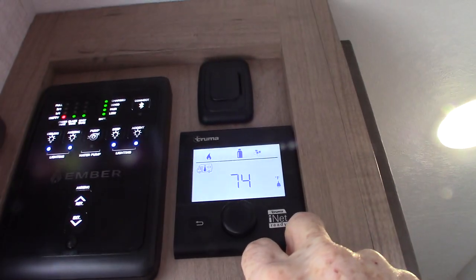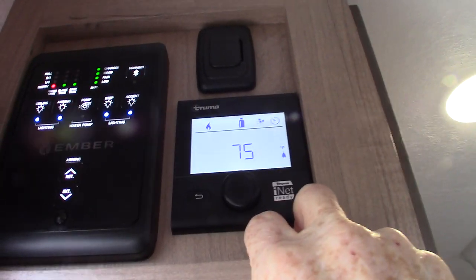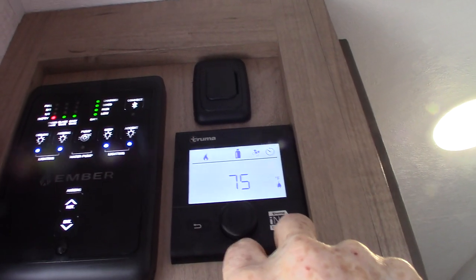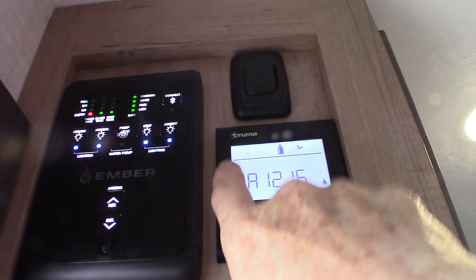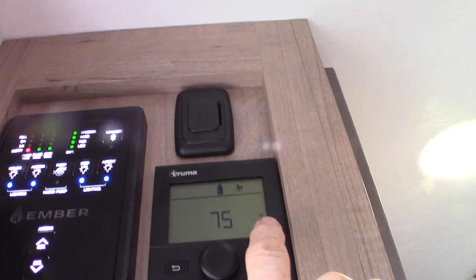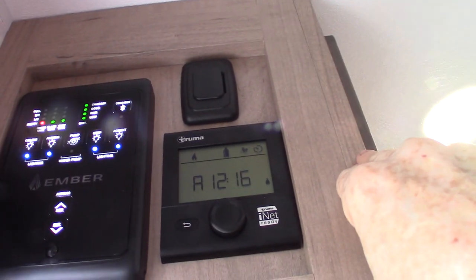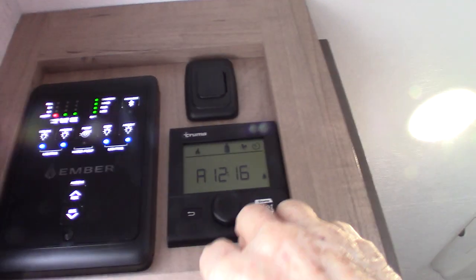This is your Truma furnace slash water heater combo. Right now we're running on heat, and you can see the flame burning. So right now that's what we're doing. You can switch it to heat water. We're winterized right now, so we can't run the water heater, but it has all those functions.